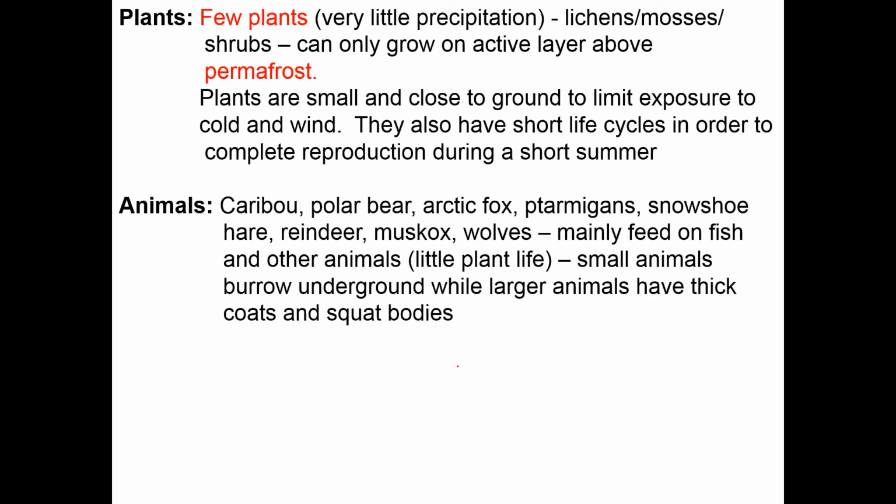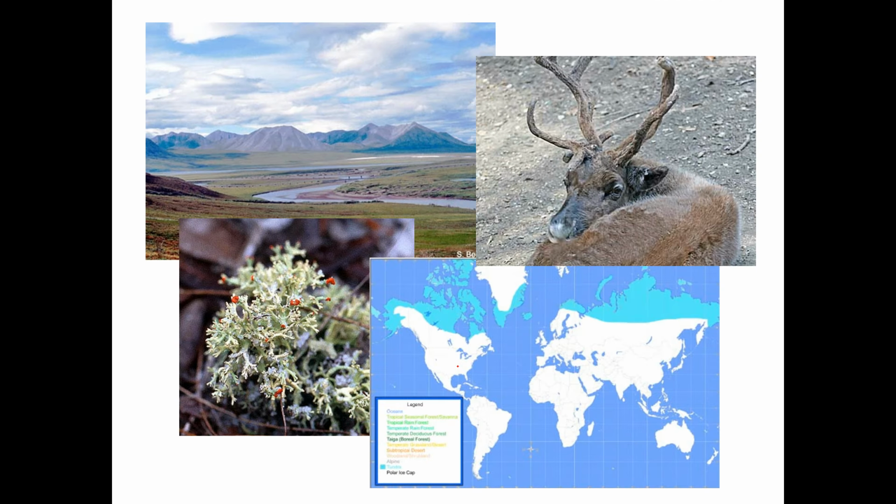As for animals, you'll have these kinds of animals. Once again, they're usually small animals. Or if they're bigger animals like polar bears, then they have thick coats and squat bodies to keep the heat. The idea is either lose less heat if you're small, or keep more heat in with thick fur, or a combination of both. So here are some images. You'll see that the dark regions are the tundras in the world.